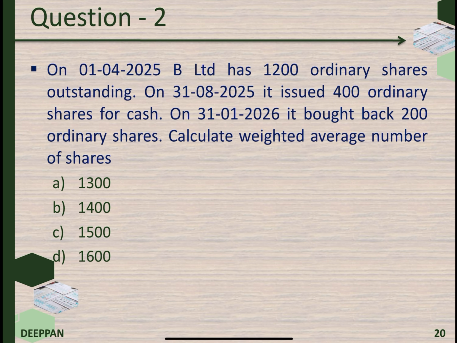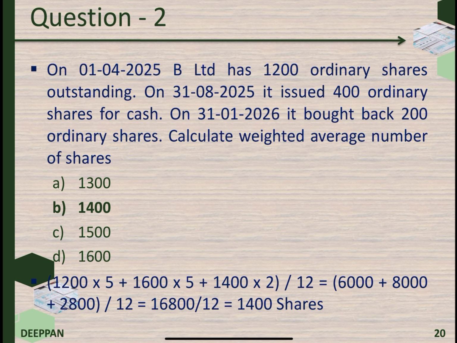On 1st April 2025, B Limited has 1,200 ordinary shares outstanding. On 31st August 2025, it issued 400 ordinary shares for cash. On 31st January, it bought back 200 ordinary shares. Calculate weighted average number of shares.